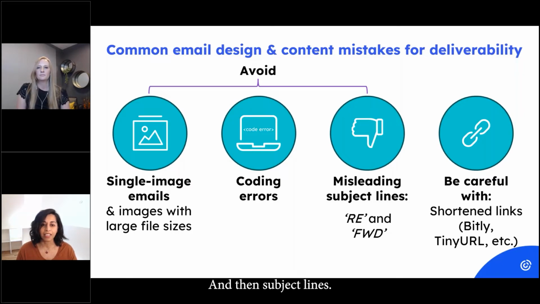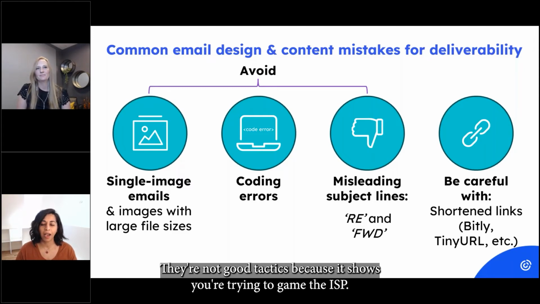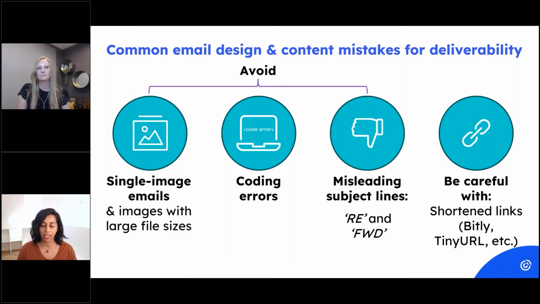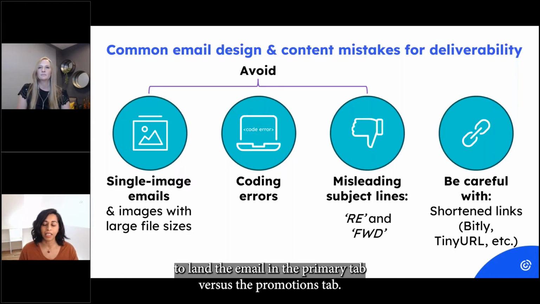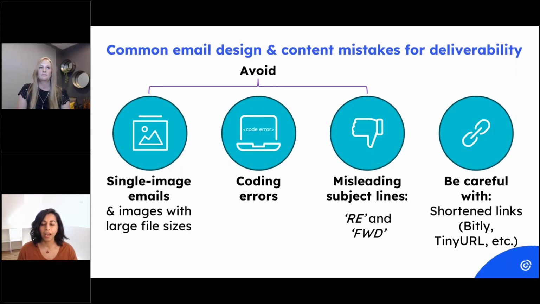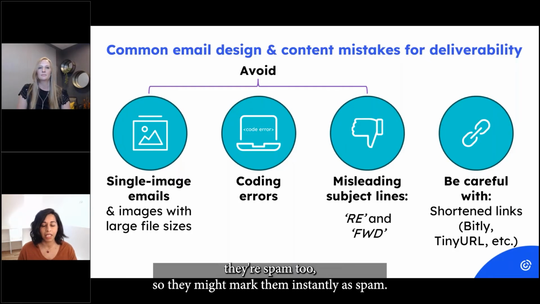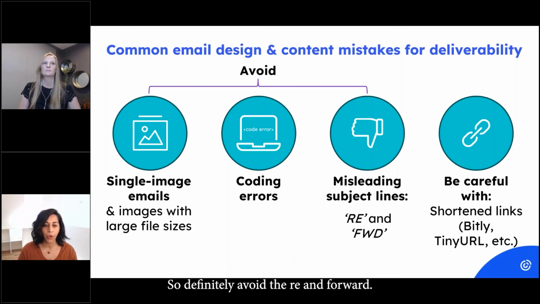And then subject lines. I have a big bugbear against subject lines that start with "Re:" and "Fwd:". They're not good tactics because it shows you're trying to game the ISP. A lot of senders will try to use "Re:" and "Fwd:" at the beginning of their subject lines to make it look like the email is from someone, to be able to land that email in the primary tab versus the promotions tab. But because they're misleading, some folks may think they're spam too, so they might mark them instantly as spam. And also it's worth knowing that these sorts of subject lines can be misleading, which is against plenty of anti-spam laws out there. So definitely avoid the "Re:" and "Fwd:".